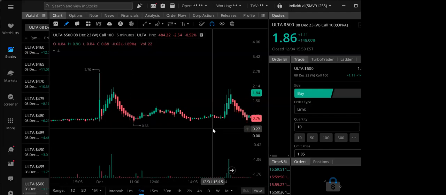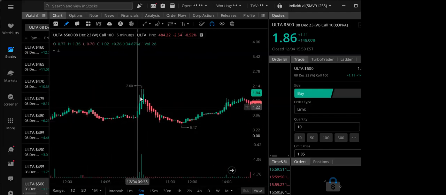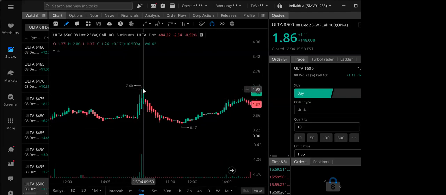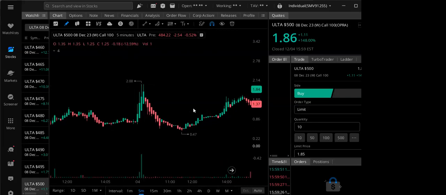It went to 270. So come Monday, when the market opened and it went up to 486, this contract went to 200. Okay. When it pulled back, this contract went from 200 all the way down to $47. So this automatically tells you this is going to be a good play.